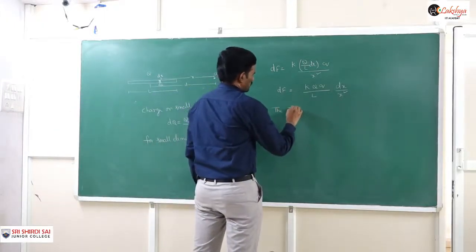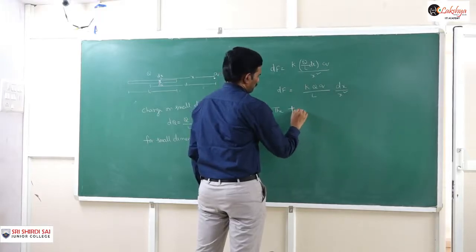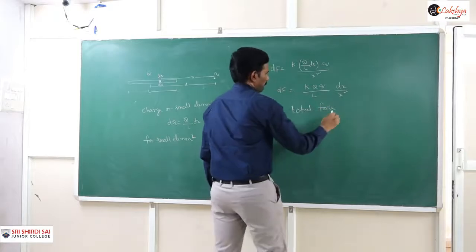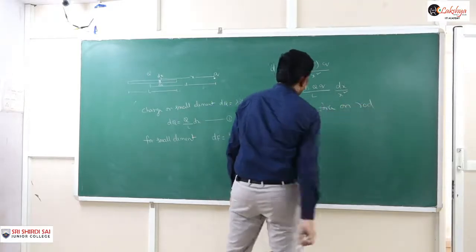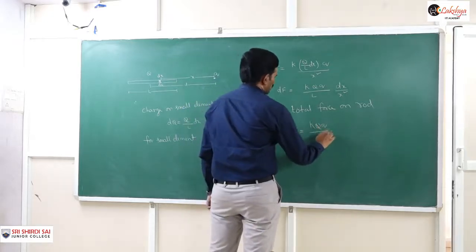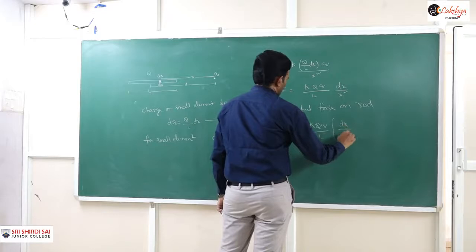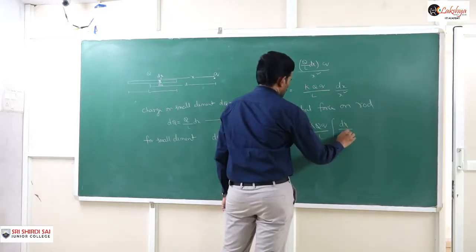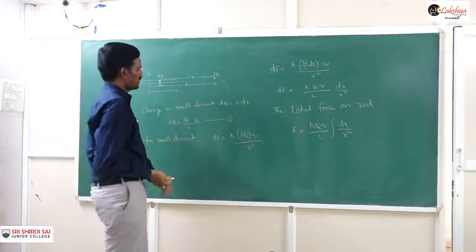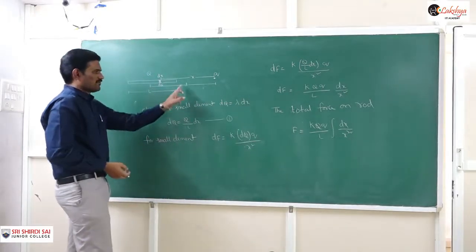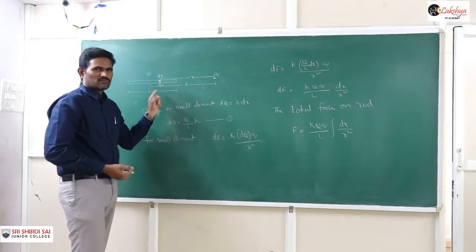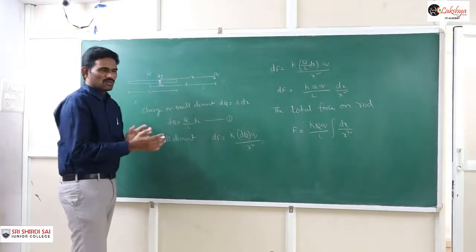So the total force on this rod, that is F is equal to kq into q by L integral of dx by x square. So in this type of problems it is important to write the limits for this integration. Sometimes they will give this d value from this end, or sometimes they will give the d value from the midpoint. And so now we need to write the limits according to the given data.